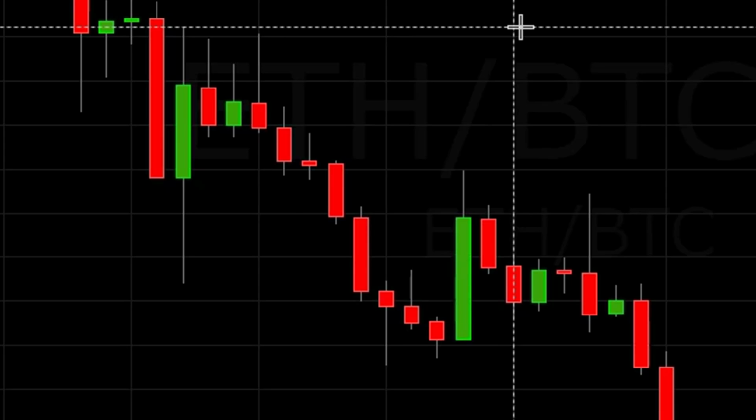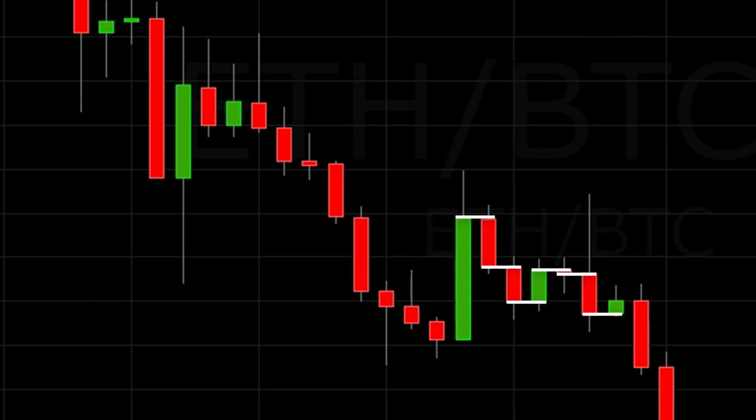You'll also notice because the crypto markets never close, each candle begins exactly where the previous one left off. Whatever price one candle closes at, the next candle will open at. So unlike the stock market, there are no price gaps, which is a very good thing.